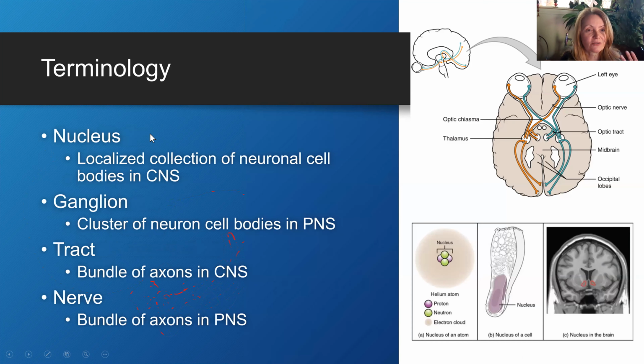How we name them, we will discuss in a second. Over here, we have nucleus, ganglion, tract, nerve. Now, remember we talked about gray matter and white matter. So gray matter, let me put it here, gray matter.